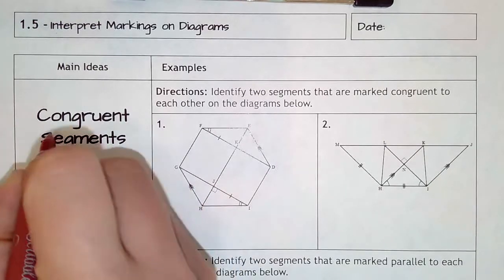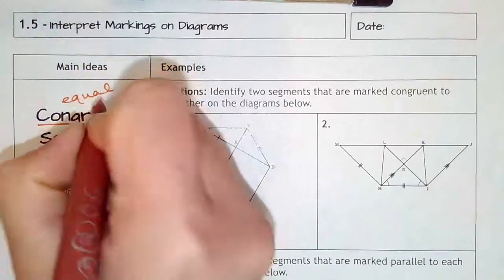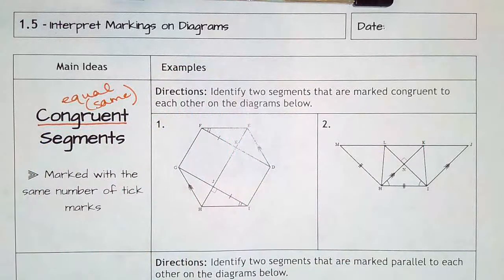We should probably talk about that. Congruent means equal or the same. So congruent segments mean they're going to be equal or the same. The way you're going to know that segments are congruent is they're going to be marked with the same number of tick marks. So like little tallies, little straight lines, whatever you want to call them.